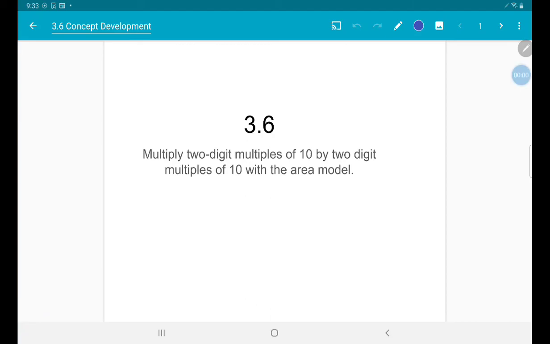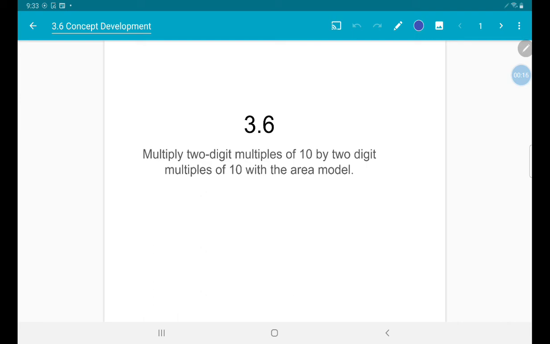Alright, today we're going to work in Module 3. We're going to do Lesson 6. And we're going to talk about multiplying two-digit multiples of 10 by two-digit multiples of 10. And we're going to use something called an area model. So we'll learn more about that in just a minute.